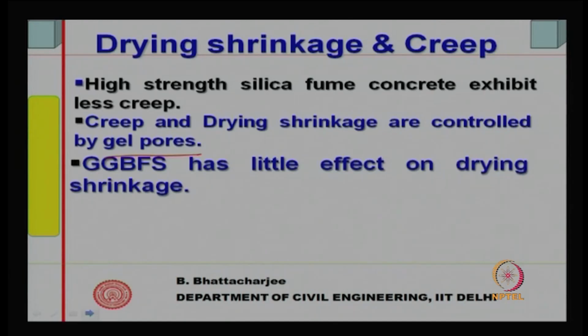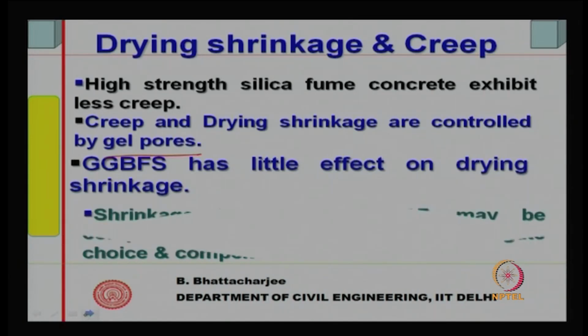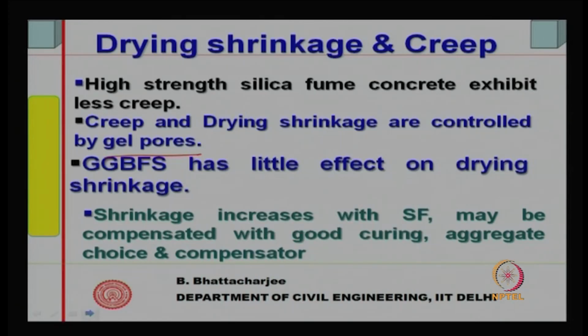GGBFS of course has little effect on drying shrinkage, whereas fly ash and silica fume do. Shrinkage increases with silica fume. Silica fume concretes have less creep, but shrinkage of course increases, which may be compensated with good curing, aggregate choice and some shrinkage compensating admixture that we have mentioned. Silica fume reacts pretty early, and that can cause a slight increase in the shrinkage, although creep is reduced.